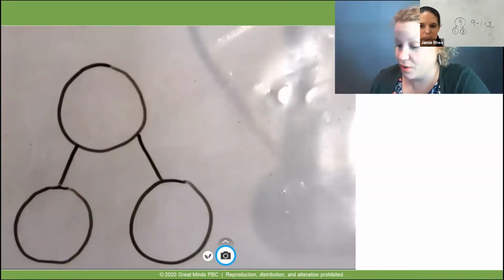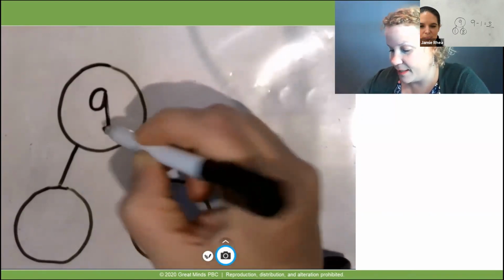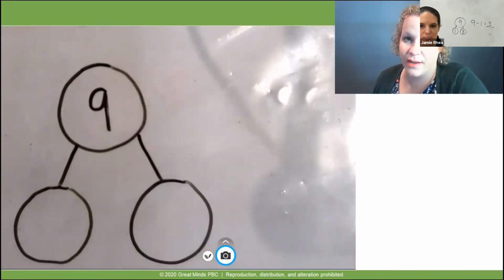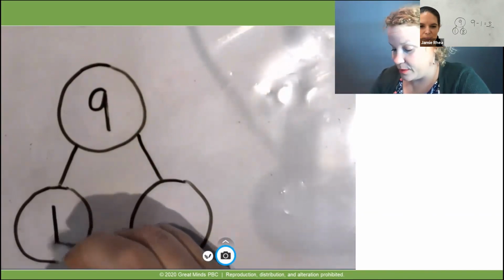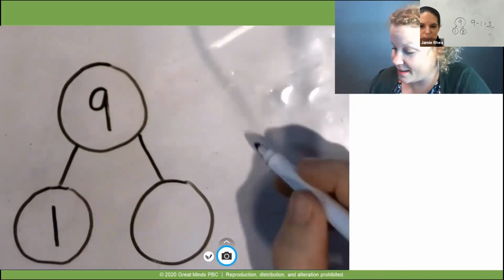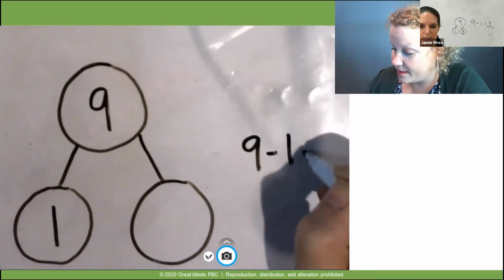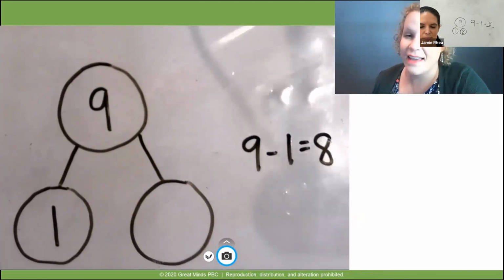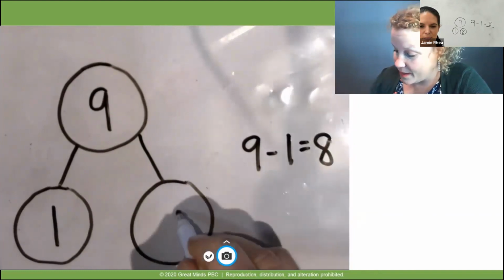I knew that 9 was my total, so I wrote 9 here. That was the number of beads we started with. 1 was a part because that was the number of beads we took away. So 9 minus 1 equals 8, and 8 is my unknown part.